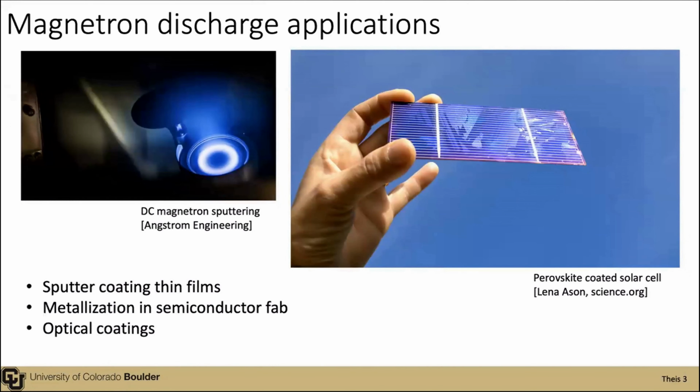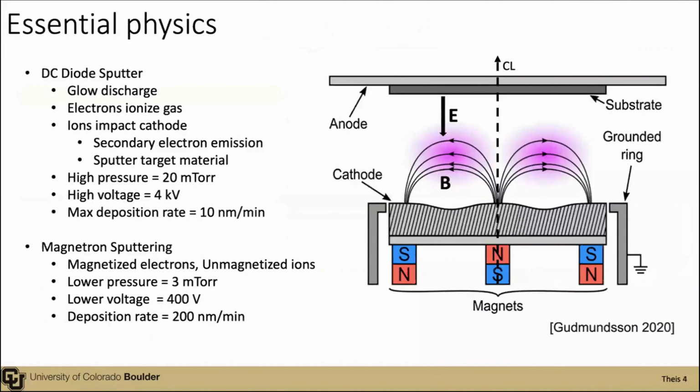Magnetron discharge is primarily used for sputtering, and so that's to sputter coat thin films. In the image on the left, you can see a planar magnetron discharge, where you see the characteristic glow of the plasma there in the ring. And so that's used to deposit thin films on various materials. It's used in metallization and semiconductor fabrication, as well as optical coatings for things like photovoltaics, shown on the right, and also even architectural glass. So they can span really large areas to really small areas. And it's the most common technique used to deposit thin films.